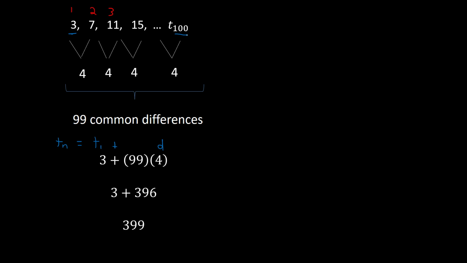So whatever the term number is, so we'll use the letter n to represent term number, whatever that is, we subtract 1 and multiply that by your common difference, and that together will give me any term number. So my equation that I can use for any arithmetic sequence is right here.